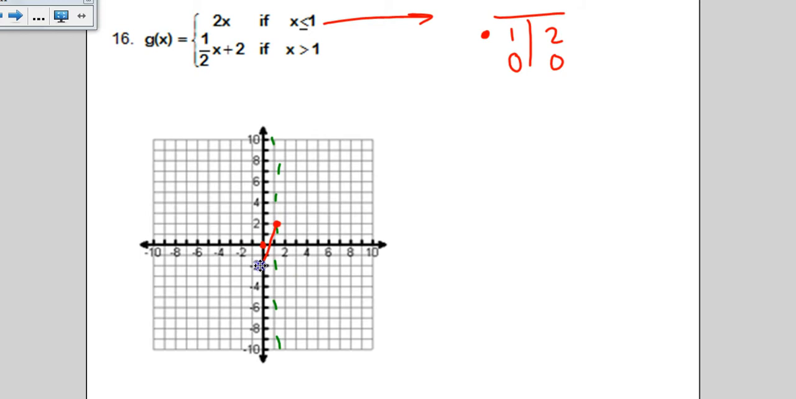Try again. Hopefully you guys are having an easier time graphing than I am. Oh my goodness, that's the worst. Alright, pretend that went through this point right here.